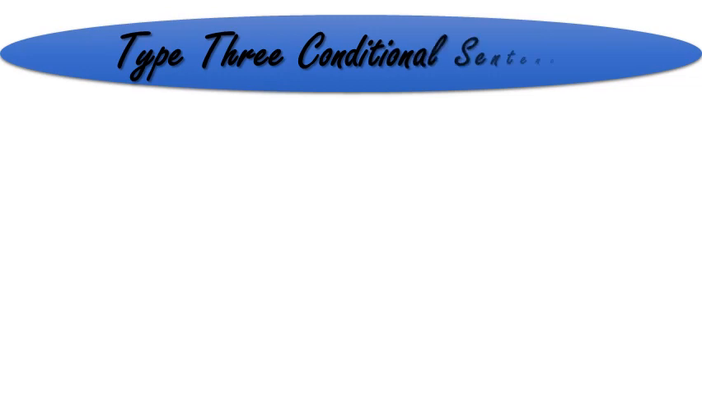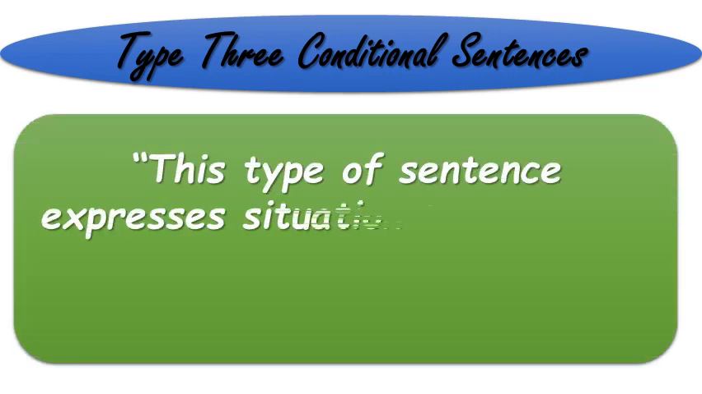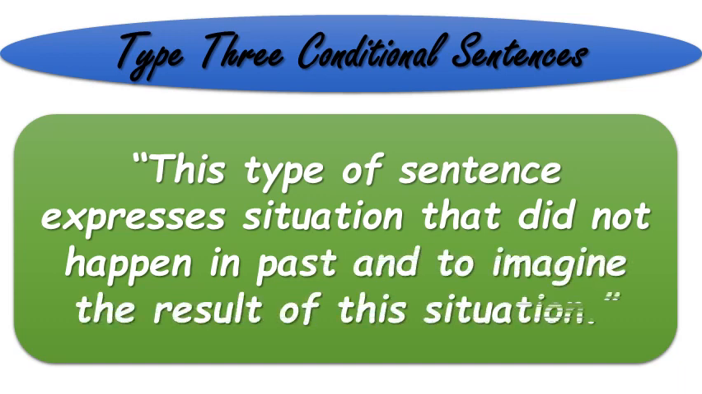Let's see what is the meaning of type 3 conditional sentences, or we can say closed condition. This type of sentence expresses situations that did not happen in past and to imagine the result of this situation. Or in simple way, we can say that type 3 conditional sentences are used to express situations that cannot exist, such as actions or events that happened in the past. They are often used to indicate a missed opportunity.